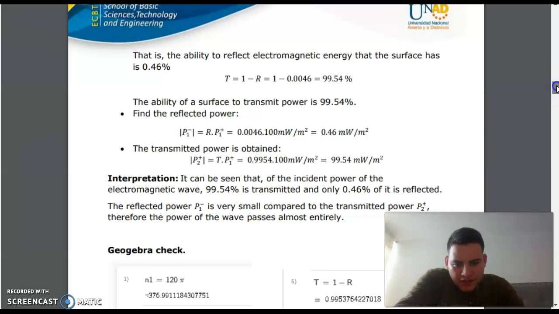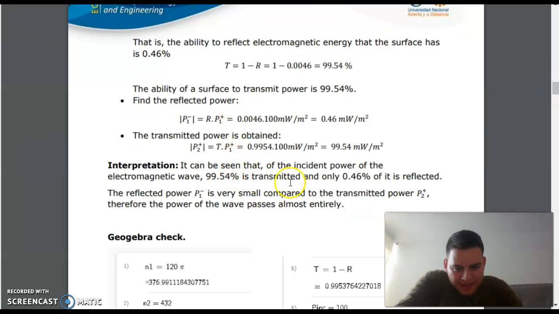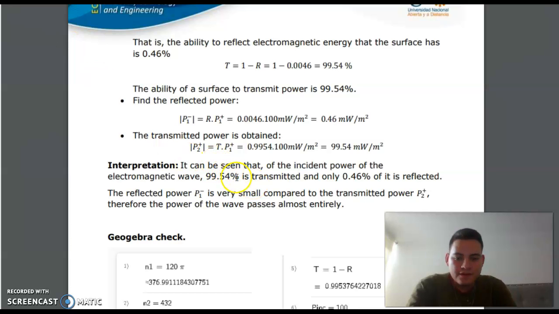Interpretations. It can be seen that of the incident power of the electromagnetic wave, 99.54 percent is transmitted, and only 0.46% is reflected. The reflected power P1 is very small compared to the transmitted power P2. Therefore, the power of the wave passes almost entirely.